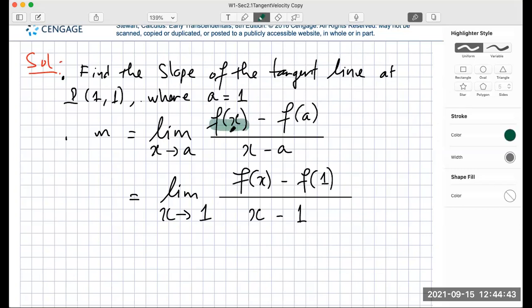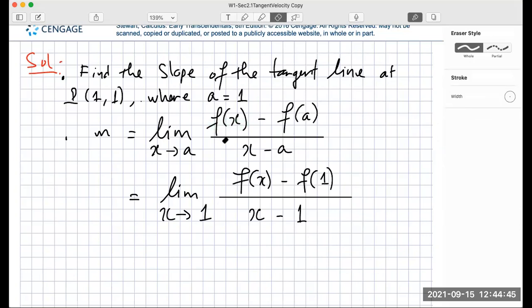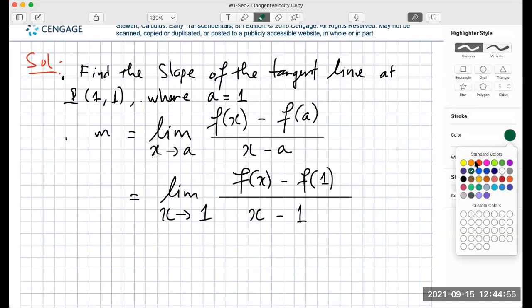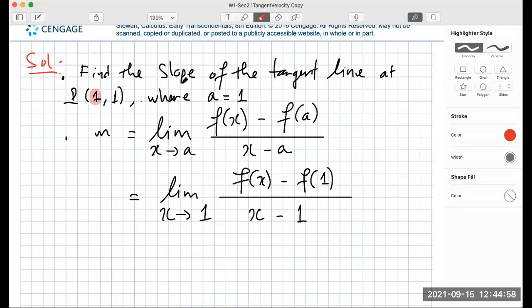Is a always going to be given to us in the problem? Yes, a will be different. It depends on your question, so it could be any other number. In this specific case, we're given that we need to compute the slope at this point. That implies a is equal to 1. Is it clear why we know a is 1?